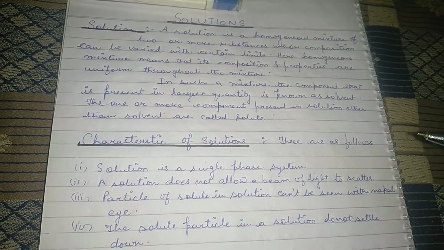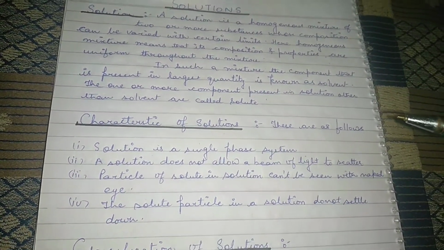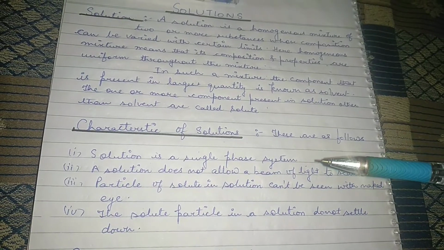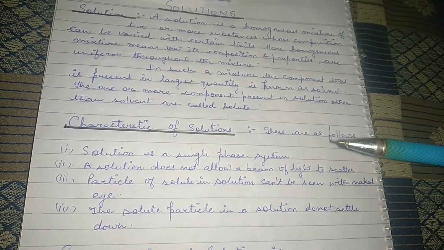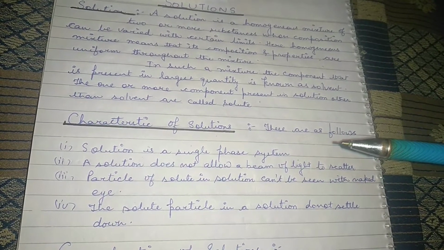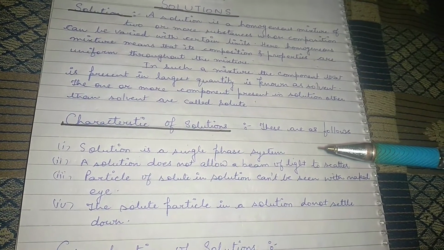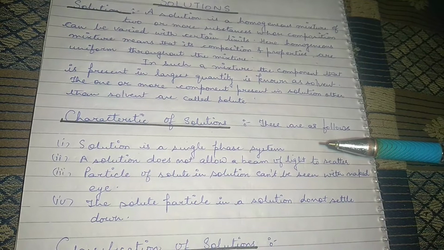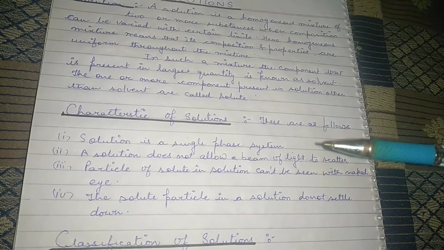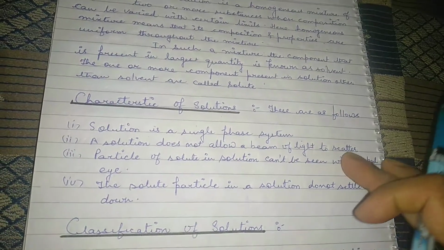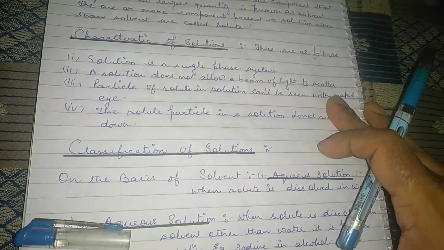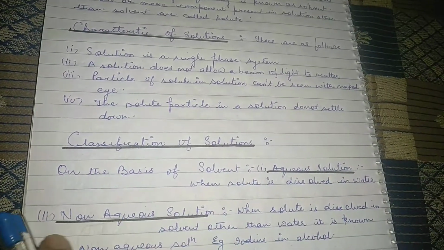Okay. Now talking about characteristics of a solution. First, a solution is a single phase system. Second, a solution does not allow a beam of light to scatter. Third, particles of a solute in solution can't be seen with the naked eye. And the fourth one is, the solute particles in a solution do not settle down. Okay. Now coming on to the next part, that is classification of a solution.